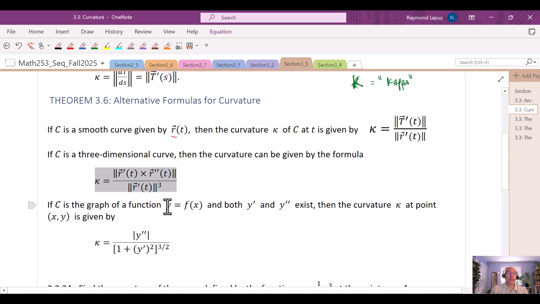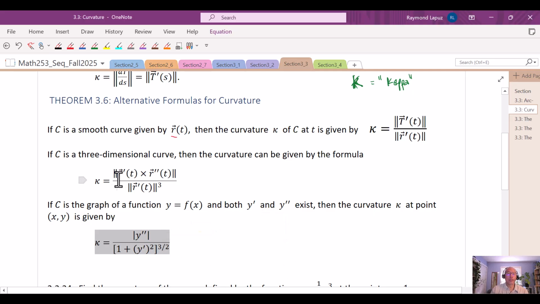Now this is more of a special case instead of an alternative. If you have a function y is equal to f of x, so this is not in parametric form anymore, or not in vector valued form anymore, but this is our old friend from pre-calculus, y is equal to f of x, and then you have the first and second derivative that exists, then the curvature is going to be given by this formula.